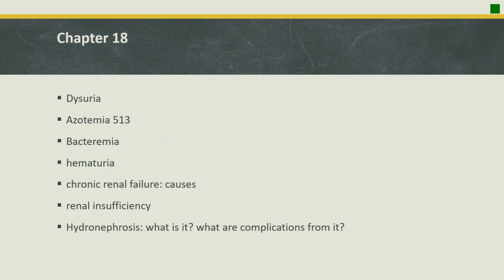All right, chapter 18, look up these terms: dysuria, azotemia, bacteremia, hematuria. What are the causes for chronic renal failure? What does renal insufficiency mean? What is hydronephrosis? Sometimes you just have to learn some of the prefixes. Hydro means water. So hydronephrosis means the kidneys have too much fluid on them and they're kind of larger because they're retaining fluid. What are the complications from this?